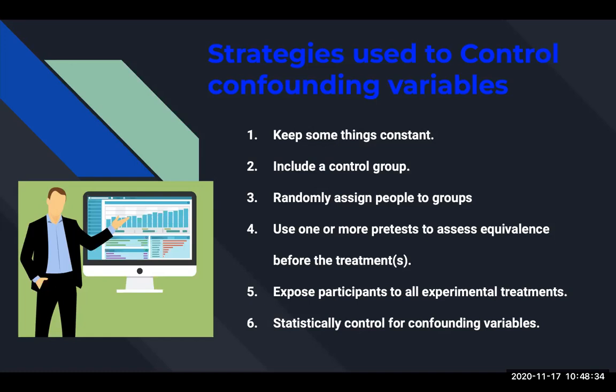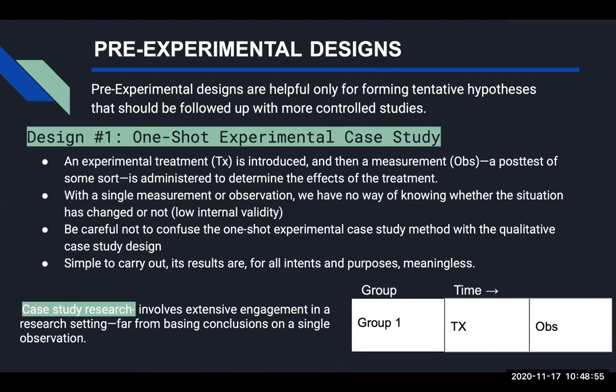And then lastly is to statistically control the confounding variables. Sometimes researchers can control for the unknown confounding variables, at least in part, through statistical techniques. And then moving on will be to the first design, which is the pre-experimental design.